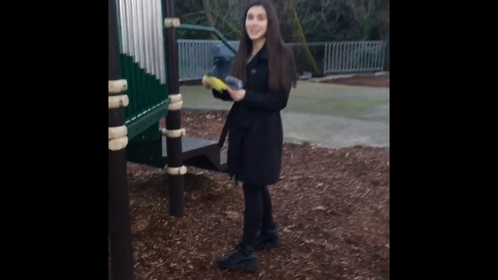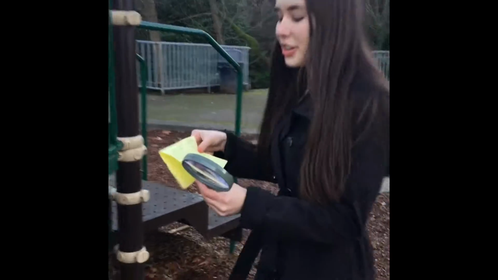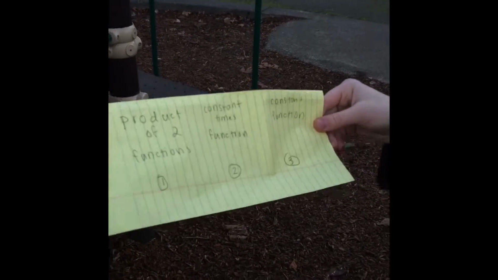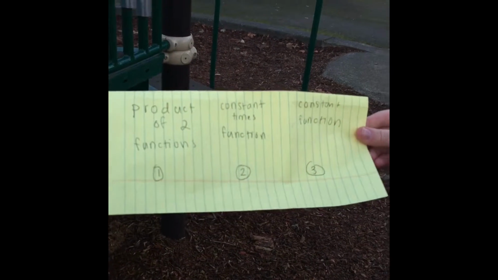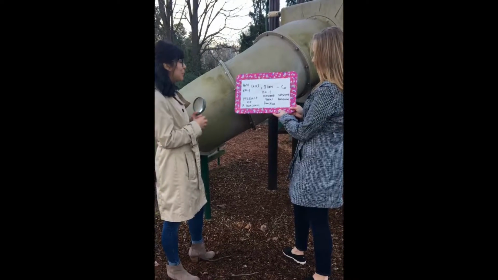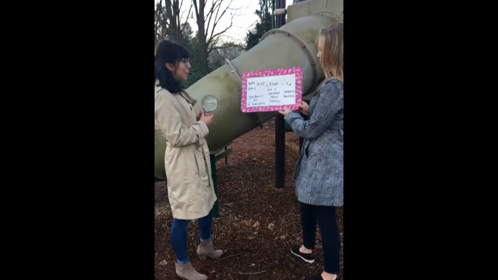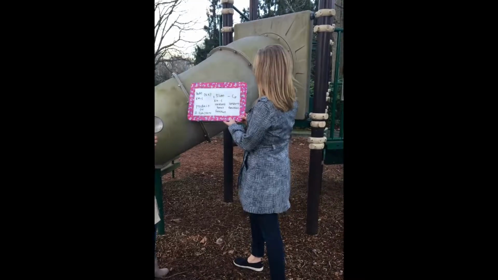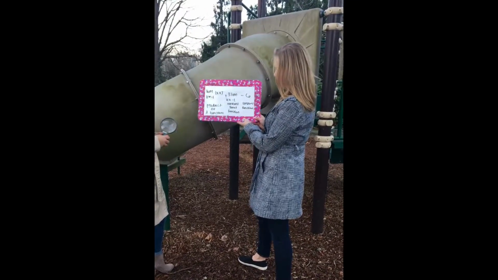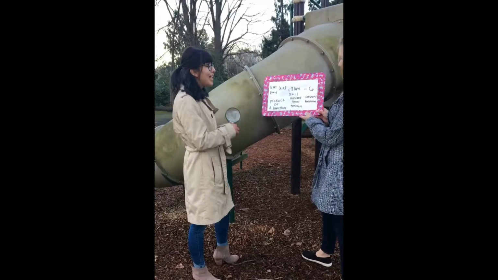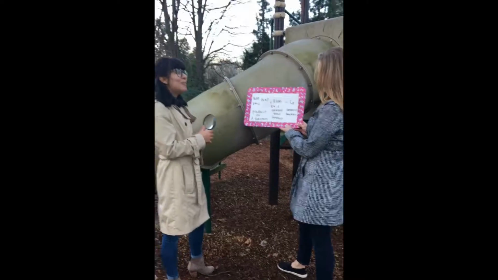Oh wow, this is a complex clue. There are 3 steps. First, we have to do the product of two functions, then constant times function, and then constant function. Here I do the product of two functions, the limit of x times x as x approaches -1. Then you use the constant times function to get 3 times the limit as x approaches -1. And then you do the constant function, -6.